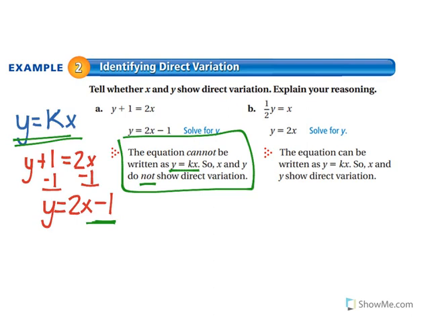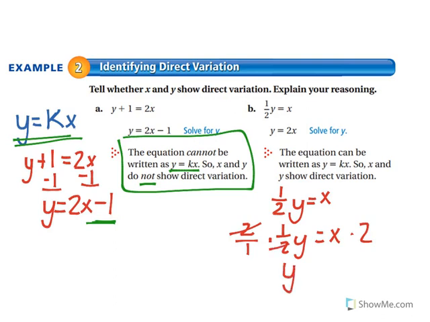Now for the next one, b, we have 1/2 y is equal to x. So I'm going to go ahead and multiply 2 over 1 times 1/2 y. And I'm going to multiply x by 2 as well. So I'm multiplying both sides by 2. And the 2's cancel out, leaving me with a y. x times 2 is 2x.